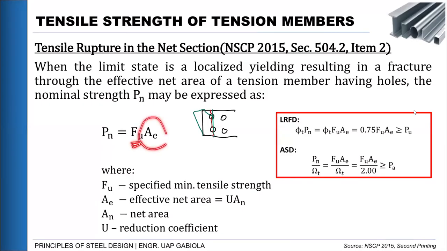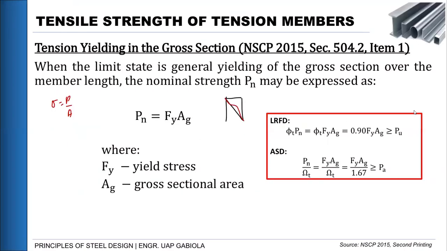Pero ngayon may multiplier siya na Ae. Bago yung Ae, that is effective net area or U times An. So yung discussion nito will be a separate module. So meron tayong factor na U, yung reduction coefficient natin, which will be treated on the succeeding video. Pero ngayon, focus muna tayo sa net area and gross area. And then, we have here yung resistance factor natin for LRFD is 0.75, and ang safety factor natin for ASD is 2.0. Okay? So, after we calculate yung mga values na yan, tsaka natin i-compare yung dalawa with each other.